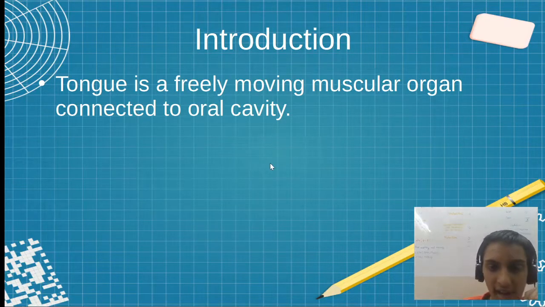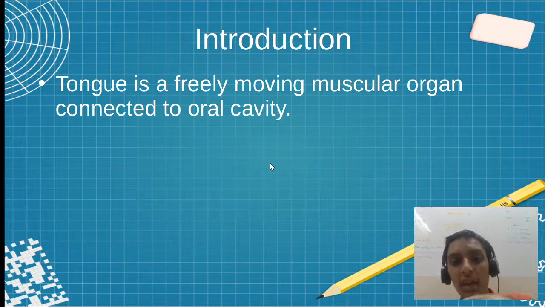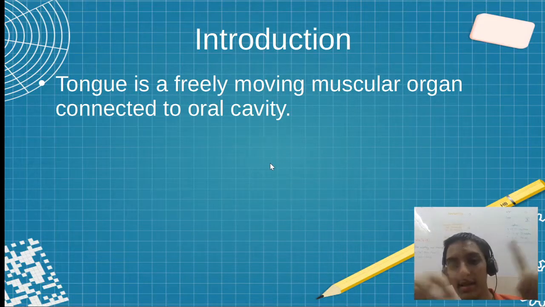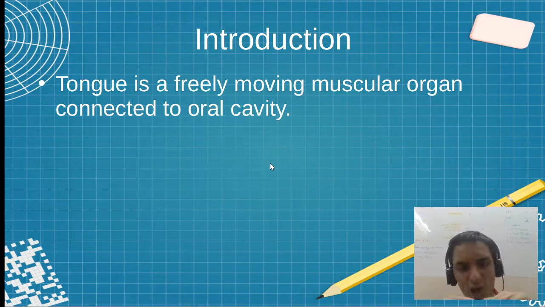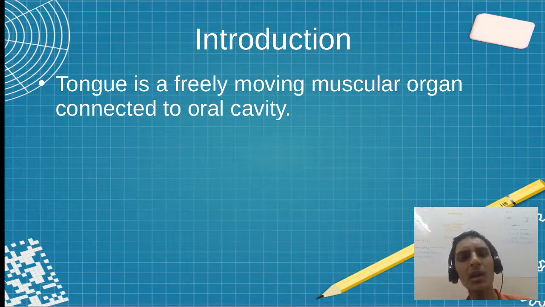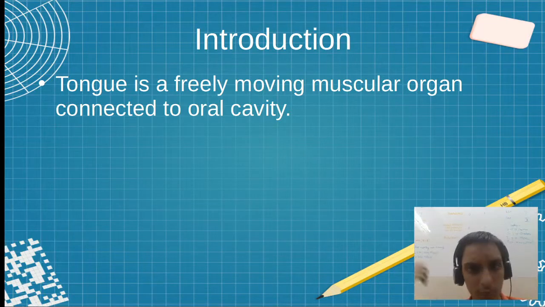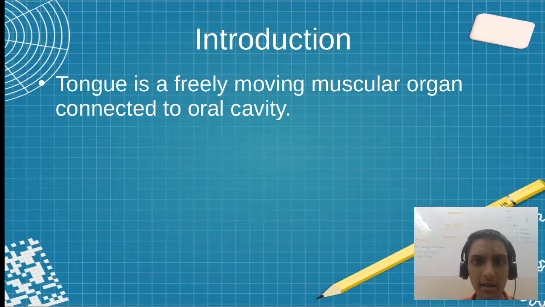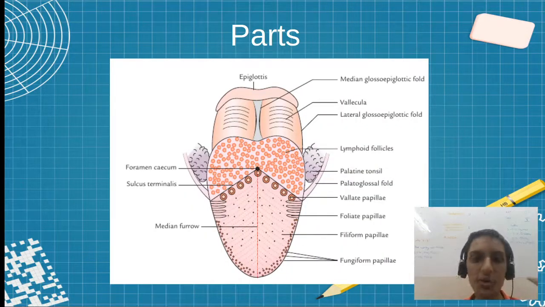As we know very well, tongue is a freely moving muscular organ which is connected to the oral cavity. So what is the role of this tongue? I'm talking to you now, tongue is helping. I'm eating something now, tongue is helping, right? I'm wanting to swallow something, tongue is helping. So very important organ in our lives, right? This is the tongue. Let's get into the anatomy.